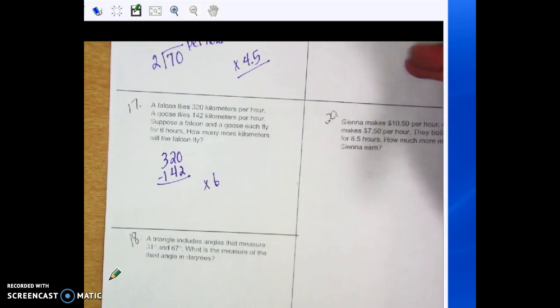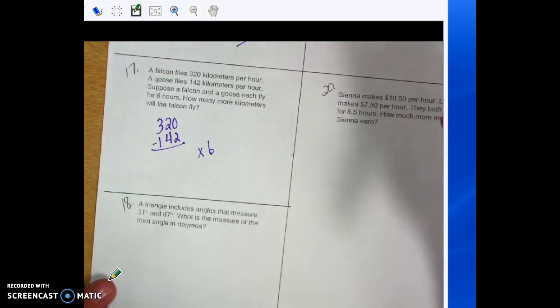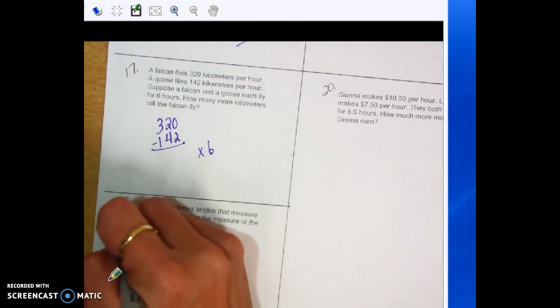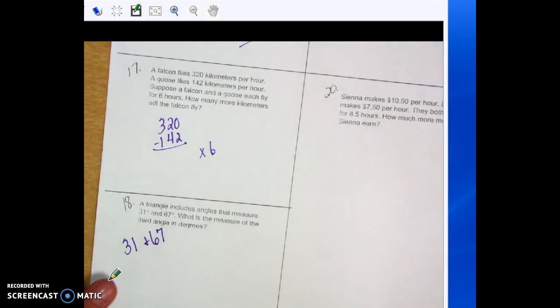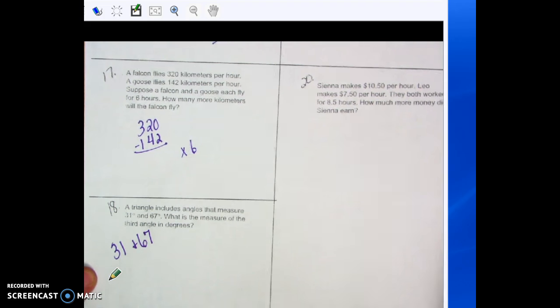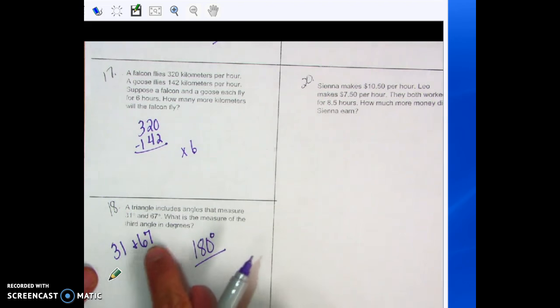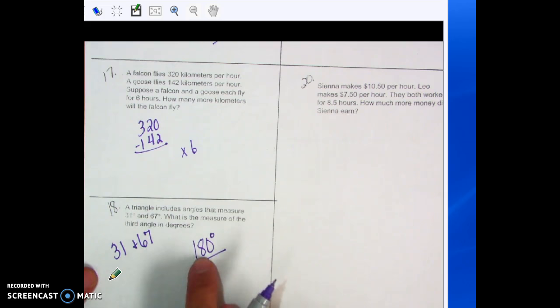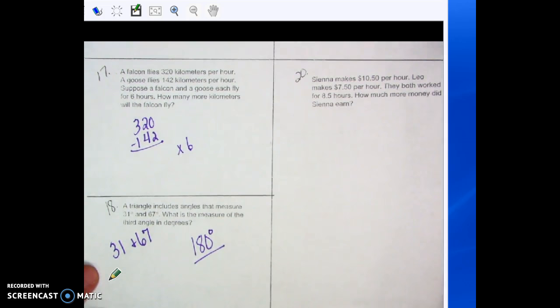Okay, number 18. A triangle includes angles that measure 31 degrees and 67 degrees. What is the measure of the third angle in degrees? Okay, you got to remember that all 3 angles of a triangle add up to 180 degrees. So this one plus something else gives you 180. So subtract those from the 180 to figure out what your missing one is.